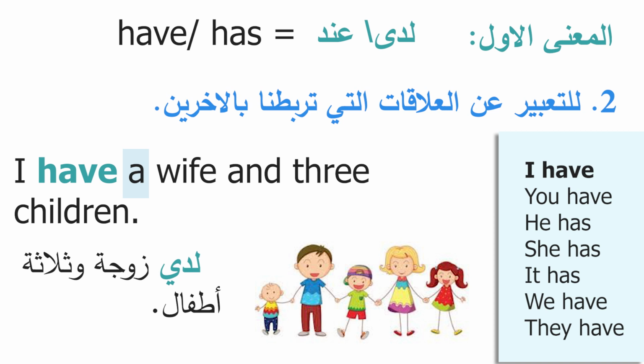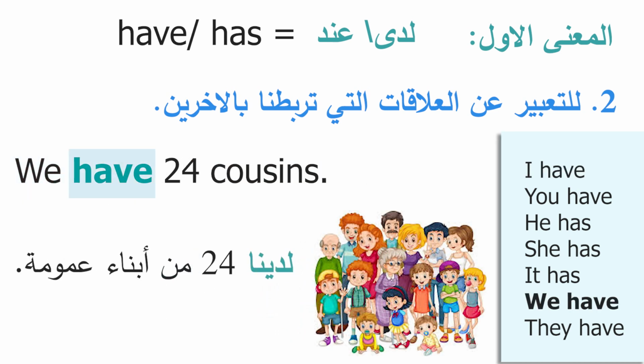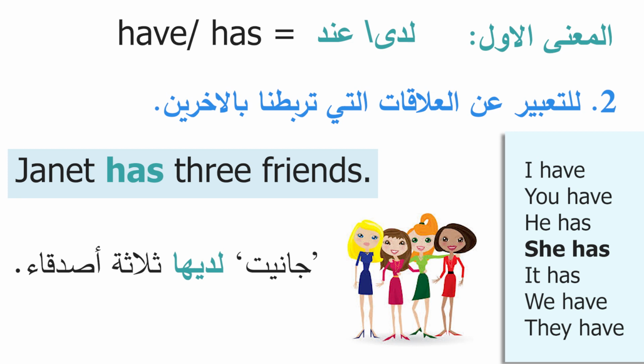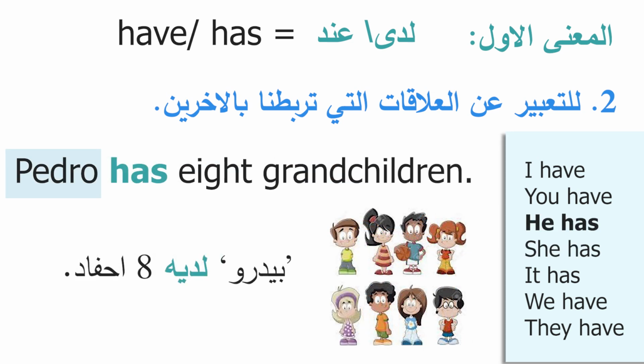I have a wife and 3 children. We have 24 cousins. Janet has 3 friends. Pedro has 8 grandchildren.